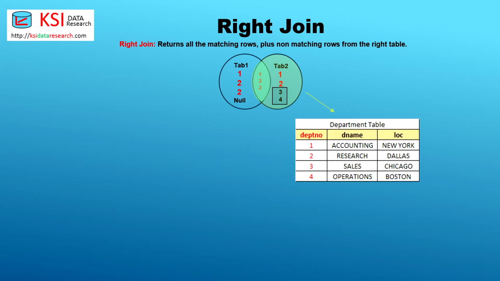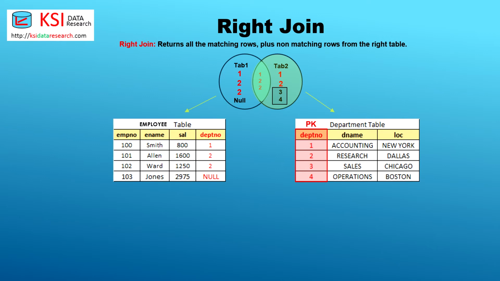Here is the department table. The department table has a primary key, department number, and 4 rows: 1, 2, 3, 4. When a primary key department number lies in a different table, it becomes a foreign key. So department number in the employee table becomes a foreign key. It has 4 rows: 1, 2, 2, null.